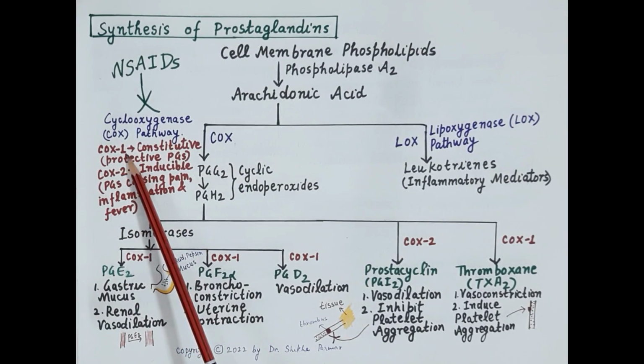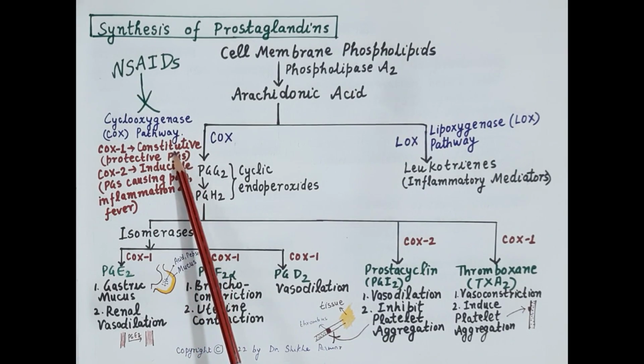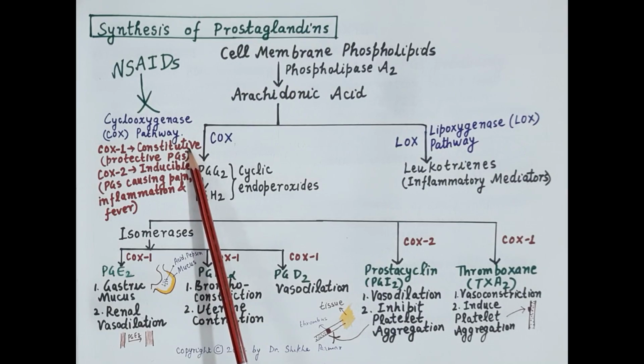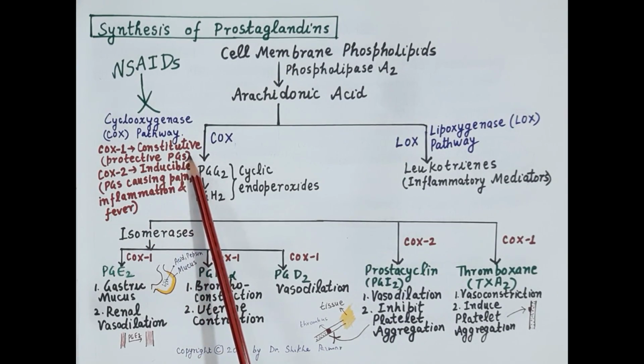Now, COX-1 is a constitutive enzyme. As the name suggests, COX-1 is a constituent of the cell. It is always present in the cell. COX-1 mainly produces physiological prostaglandins. It mainly produces protective prostaglandins, which are very essential for the body.